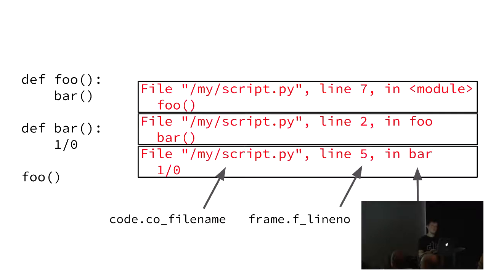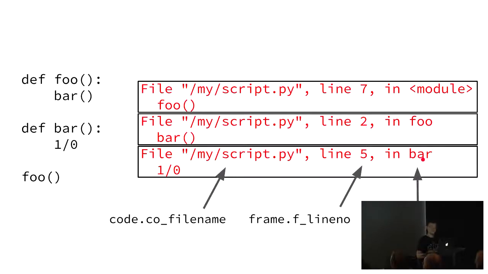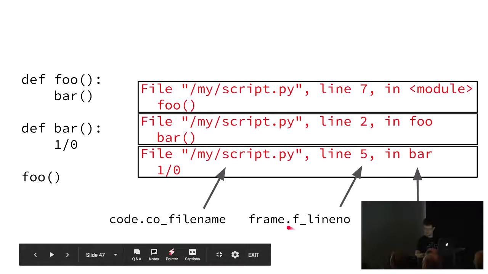We can see some of the data from the frames and codes in the traceback. A frame holds a reference to the code object it's executing. And it's from the code object that we get the file name at the beginning and the name of the function. The frame itself also has the line number of the source code that's currently being executed, which of course is constantly changing.